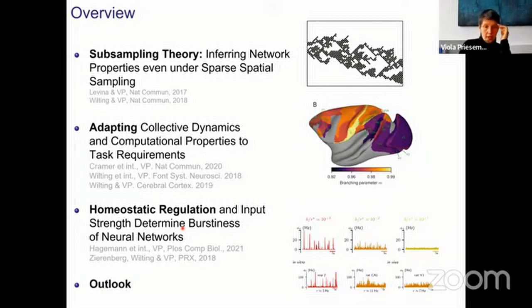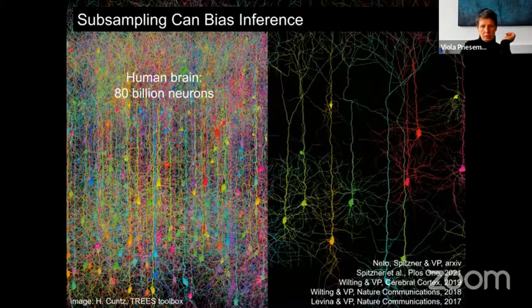As I said, the human brain has about 80 billion neurons. The mouse still has about 80 million. And recording techniques got much better. And here you see these neurons with its cables, ascending and receiving cables. But in experiments, we still only record a tiny fraction of it.